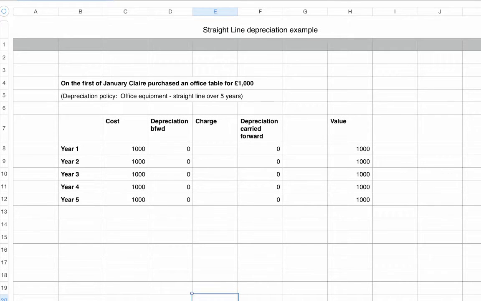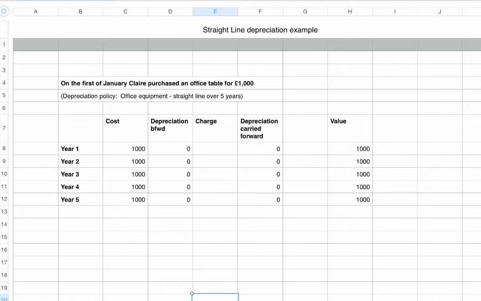Let's look at an example to make sure that we understand what straight line depreciation is. On the 1st of January, Claire purchased an office table for £1,000. Now, as you can see, the depreciation policy for office equipment is straight line over 5 years. This means that the business assumes that at the end of 5 years, the office equipment will have a value of nothing.